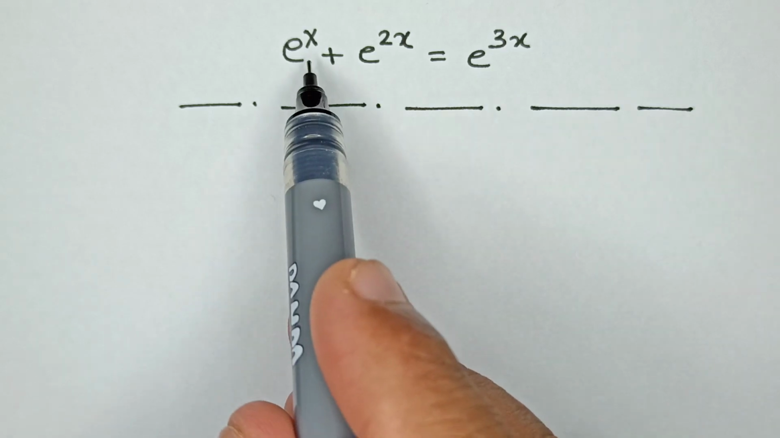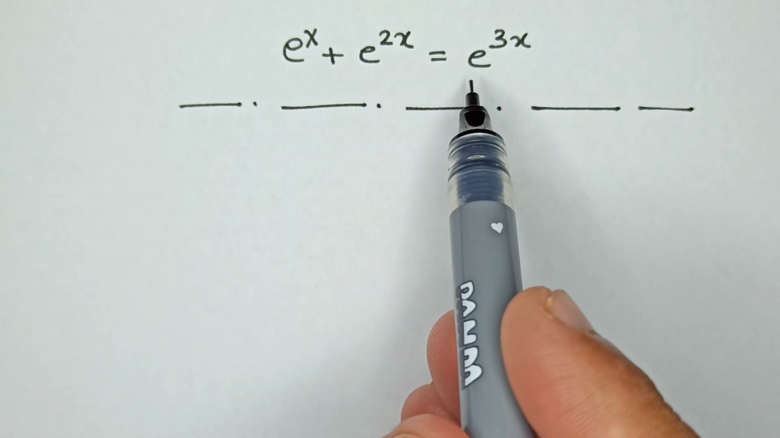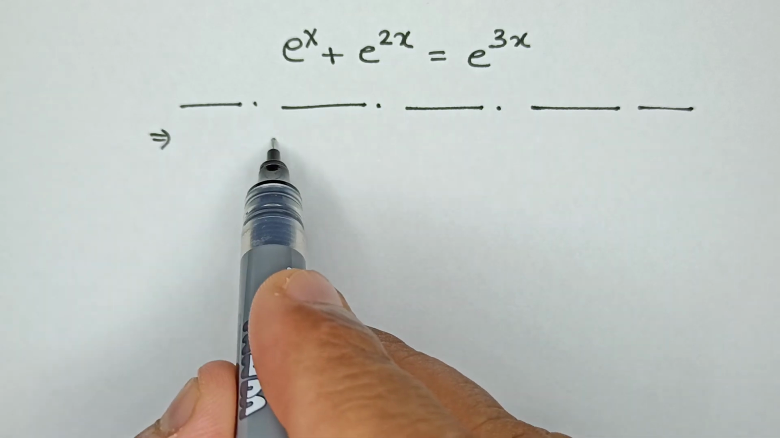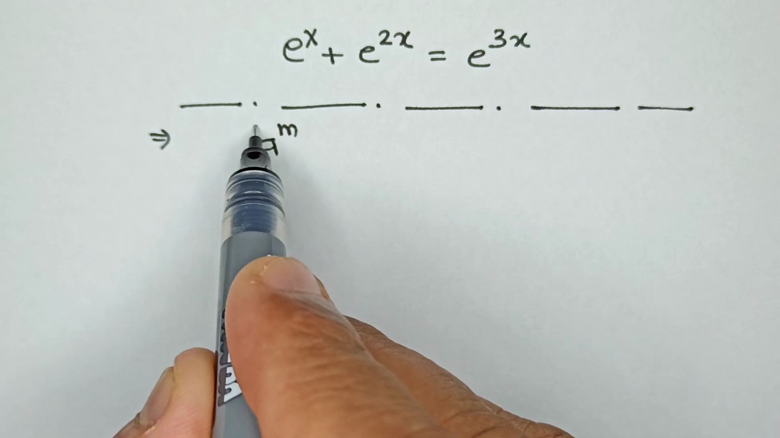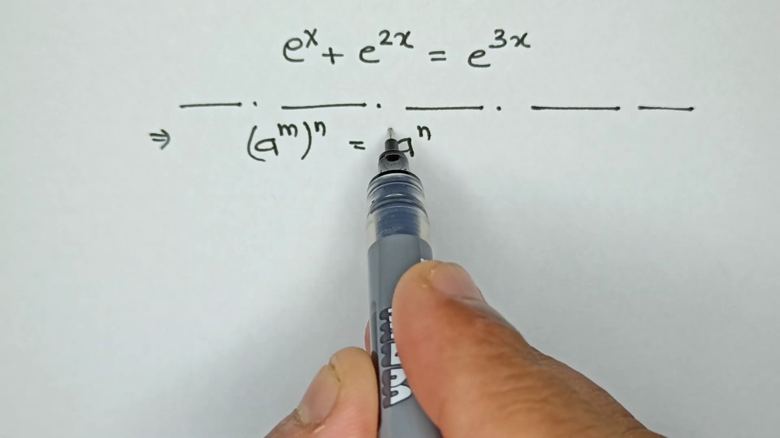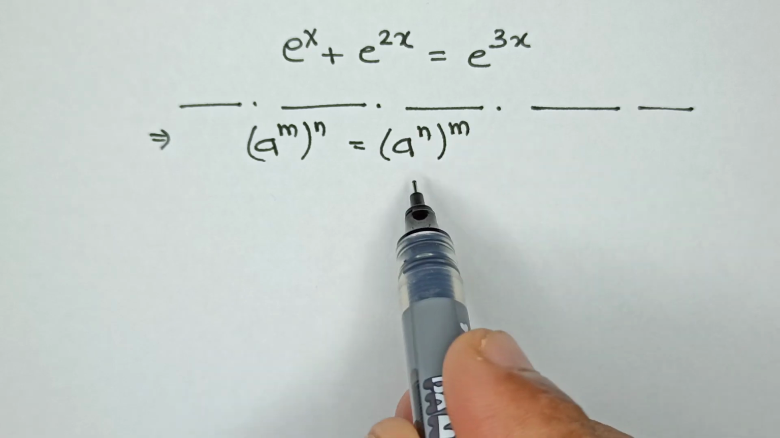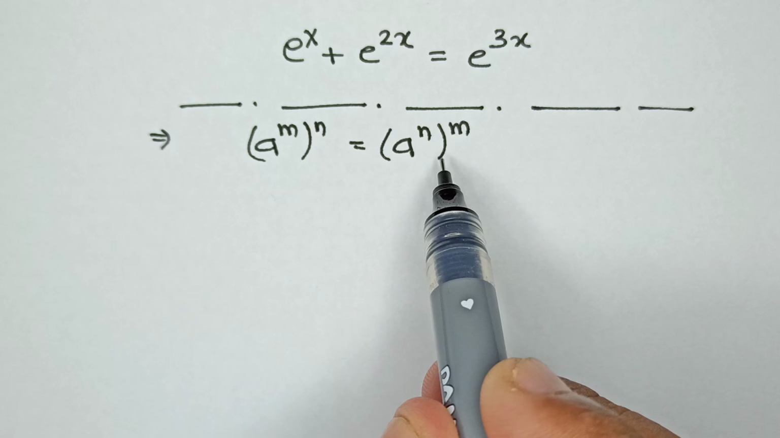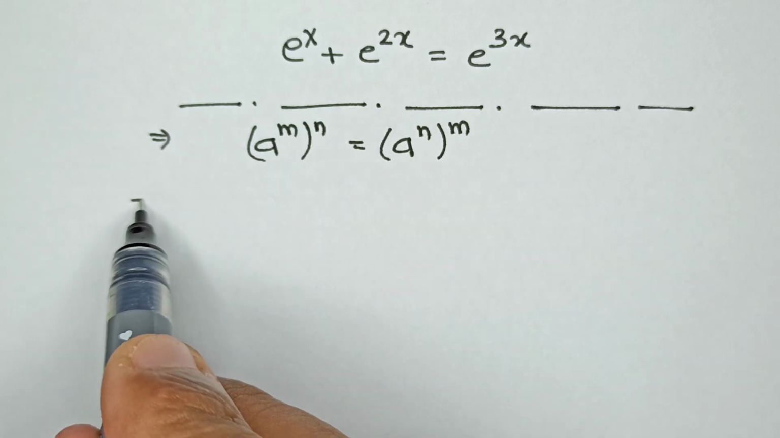In this video we are going to solve a really interesting math problem, that is e raised to the power x plus e raised to the power 2x is equal to e raised to the power 3x. The first thing I'm going to do is use a rule of exponent that says that a raised to the power m times n can be written as a raised to the power n, whole power m, which means the powers can be interchanged when it comes to exponents. So we'll do that here as well.